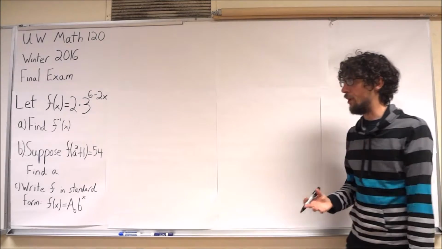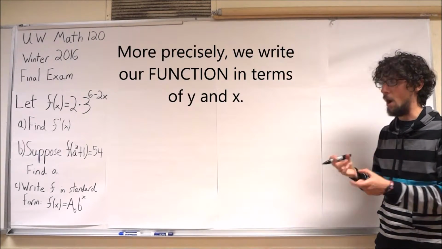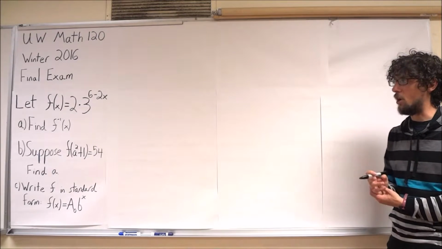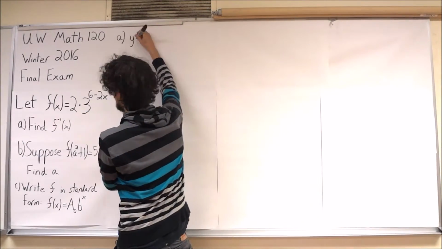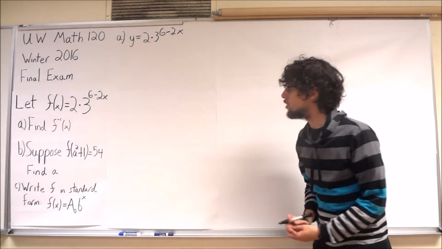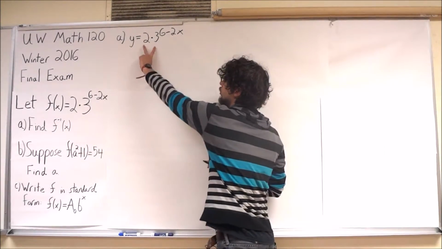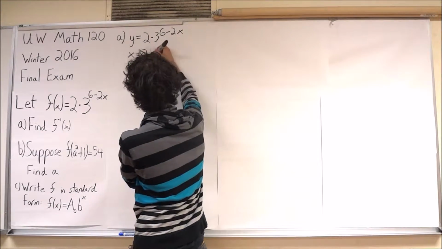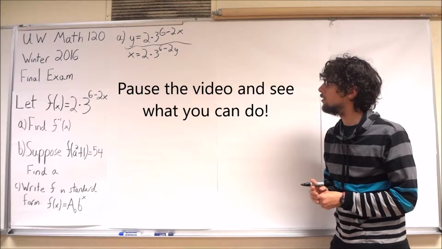Recall that our method for finding inverse functions is to write our equation in terms of y and x, then swap the positions of y and x, and resolve for y. So I can write this. Here I've just replaced this f of x with a y. Now I'll rewrite this equation, but swapping the roles of y and x. And now I simply need to solve for y.